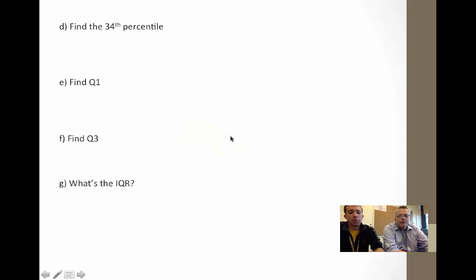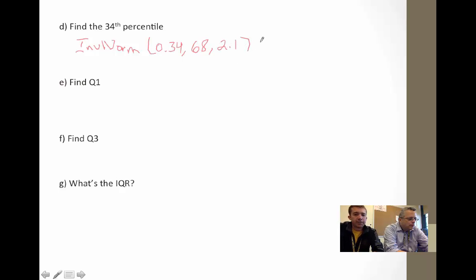Let's do a couple more. 34th percentile. So you want to write down the command, inverse norm. Then it'd be 0.34 as our percent. And if you have the updated calculator, then you just enter 0.34 as area. There's the 68, and there's my 2.1. Paste. What's that give us? 67.1. So that'd be 5'7". So that's kind of interesting. That 2 inches is 30% of the data.